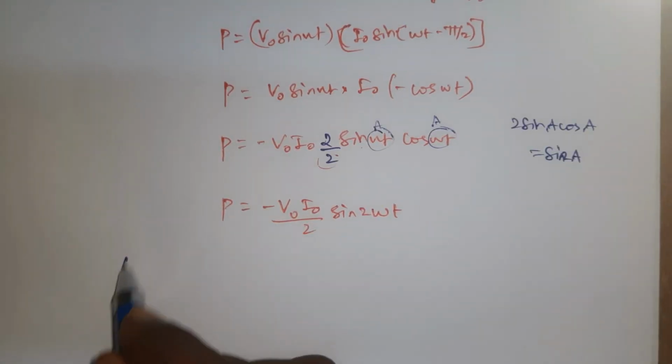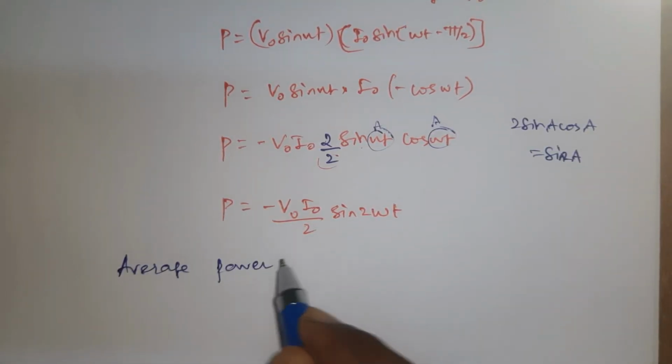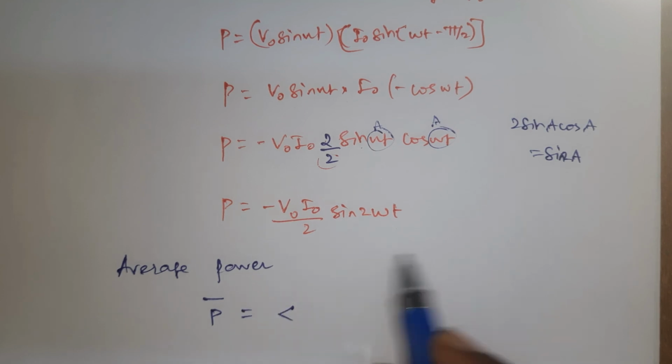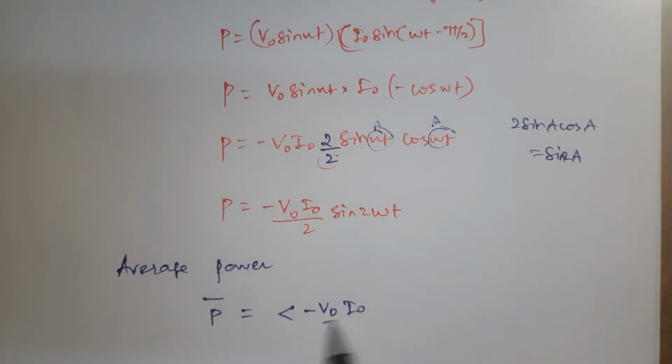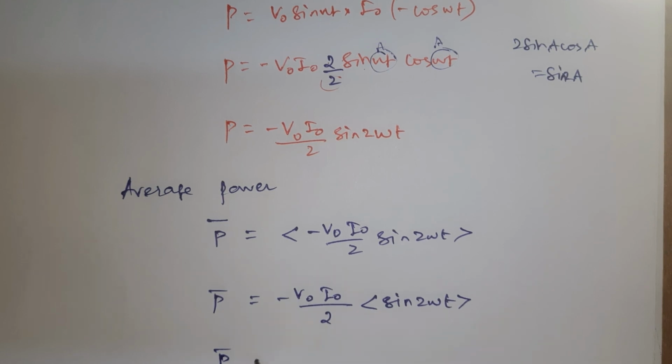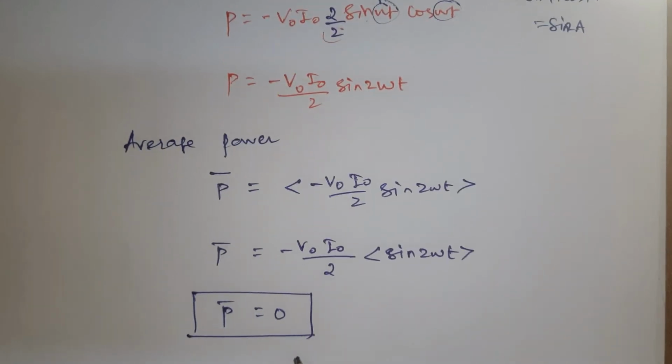Now the average value of power over a complete cycle. The bar over the P represents average power, the bracket represents the average value of the quantity minus P naught I naught by 2 sine 2 omega t. You can take out the constant values. The average value of sine 2 omega t is 0. Hence the average power over a complete cycle is 0 when only an inductor is connected to the AC voltage source. So there is no power dissipation in this circuit.